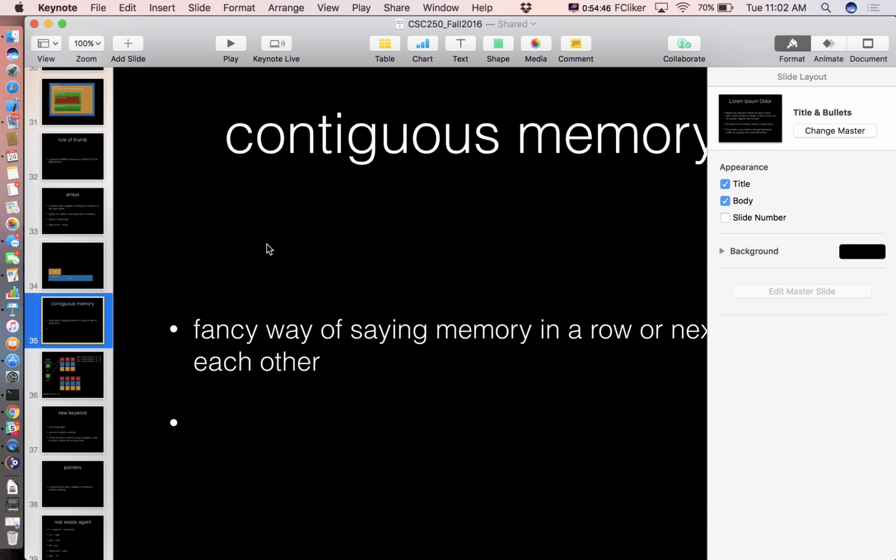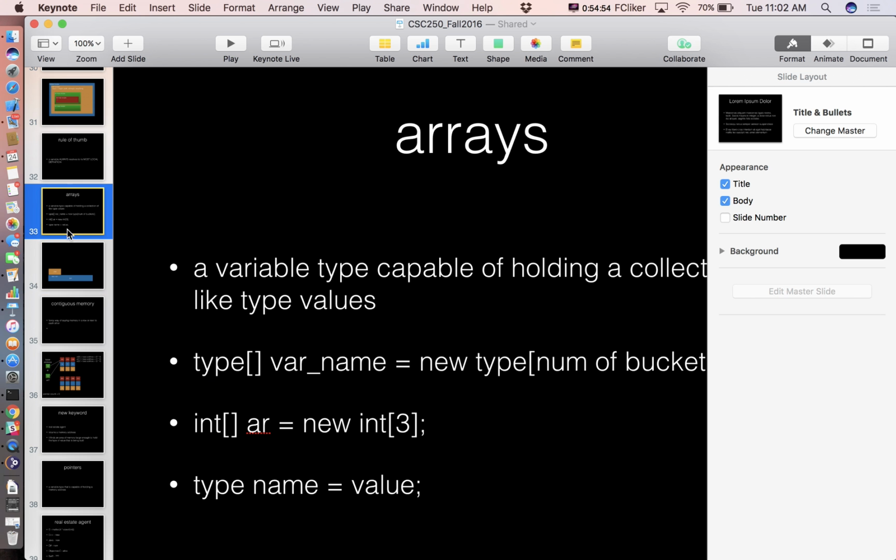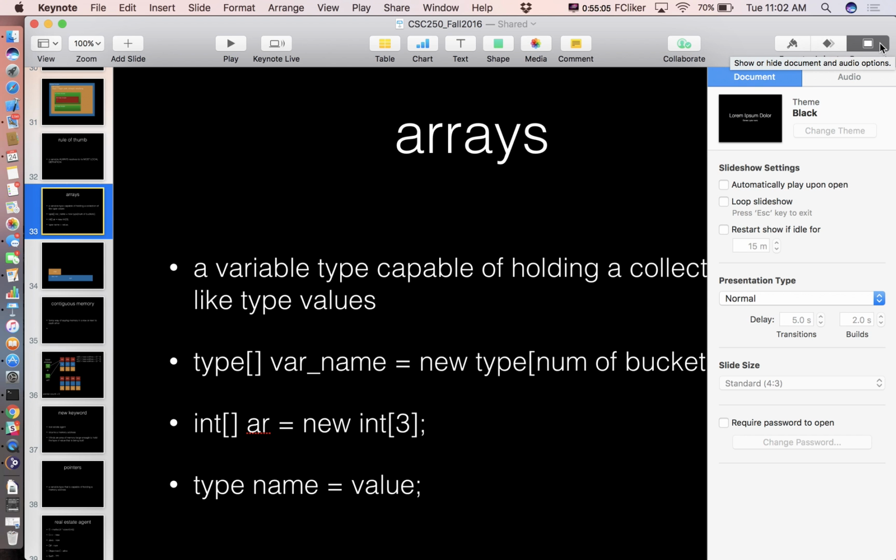When we build an array, they get built inside of contiguous memory, right? So that's memory in a row. So when we request an array, so we say something like an integer array AR is equal to a new integer array of size 3, what are we doing? We are saying I need three 32-bit buckets in a row. So I need 96 bits of RAM next to each other somewhere in memory. And we're asking this new keyword, which is our real estate agent, to go out and find us that memory.